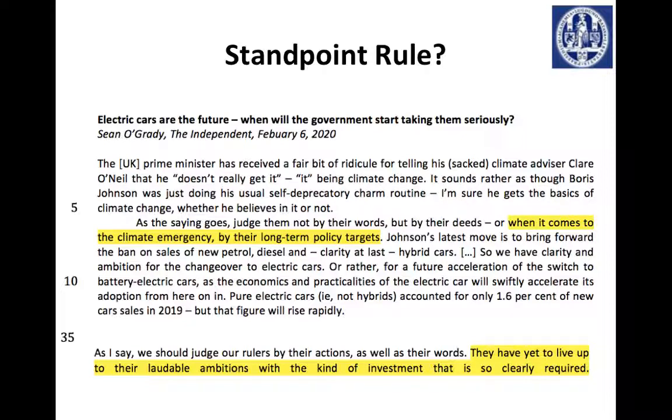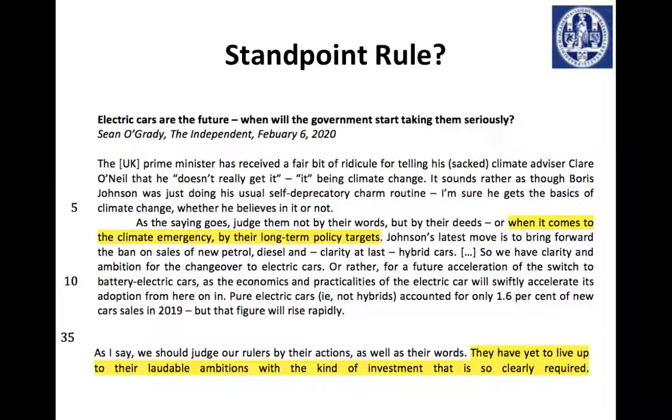And just before that, O'Grady says, as the saying goes, judge them by their words, not by their deeds. And he's referring here to the government, the UK government in this case. Oh, I realized that I said judge them by their words, not by their deeds, but I meant, of course, the other way around. So judge them by their deeds, not by their words. Sorry about that. But anyway, he argues that we should judge the UK government by their deeds, and the deeds referring to actually investing more in electric cars, because he says electric cars are the future.